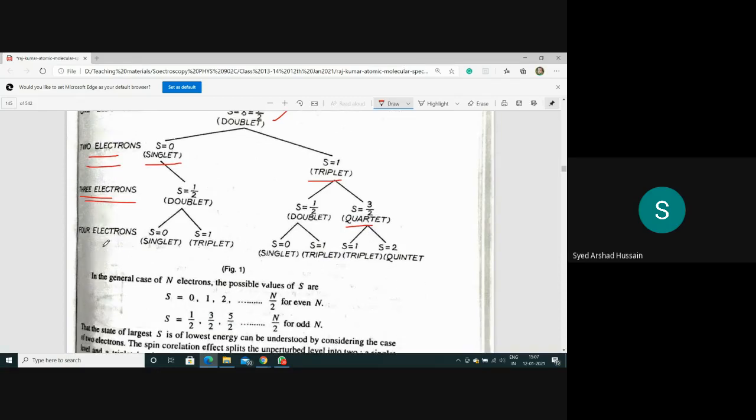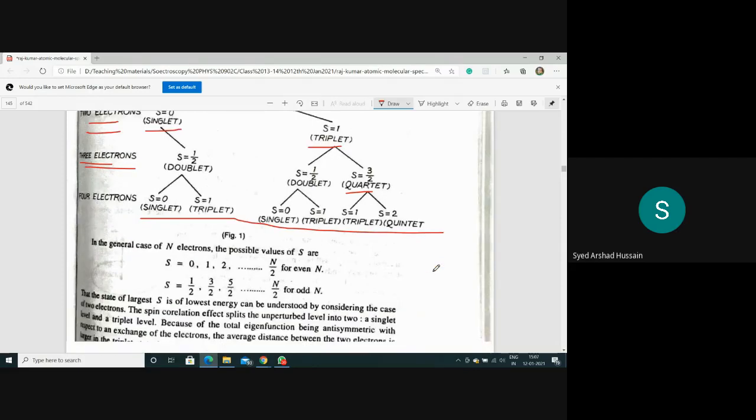Similarly for 4 electrons, what you have to do? First, consider interaction between 2, that is 0 and 1. Then half with 0, half with 1, then again half with the resultant ones. So you will have this kind of sets.